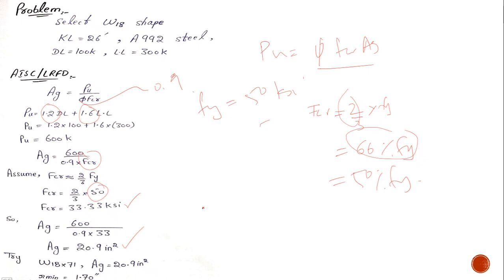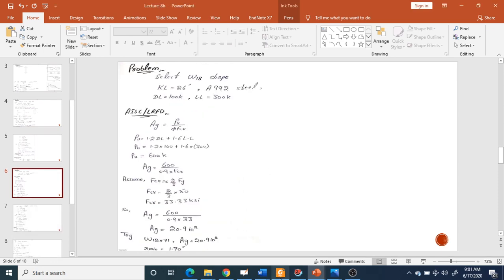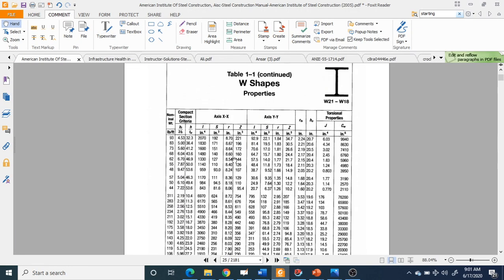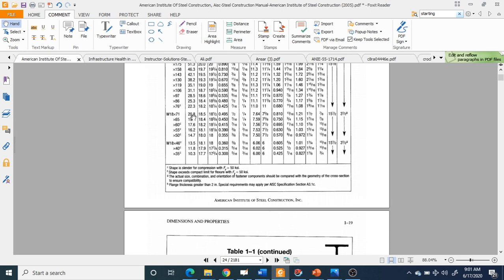Now I have chosen this W18x71 because my area is 20.9. So how have I chosen that? It's very simple. For W18x71, this one, the area comes out to be 20.8. You can see that, 20.8. So I have chosen that.